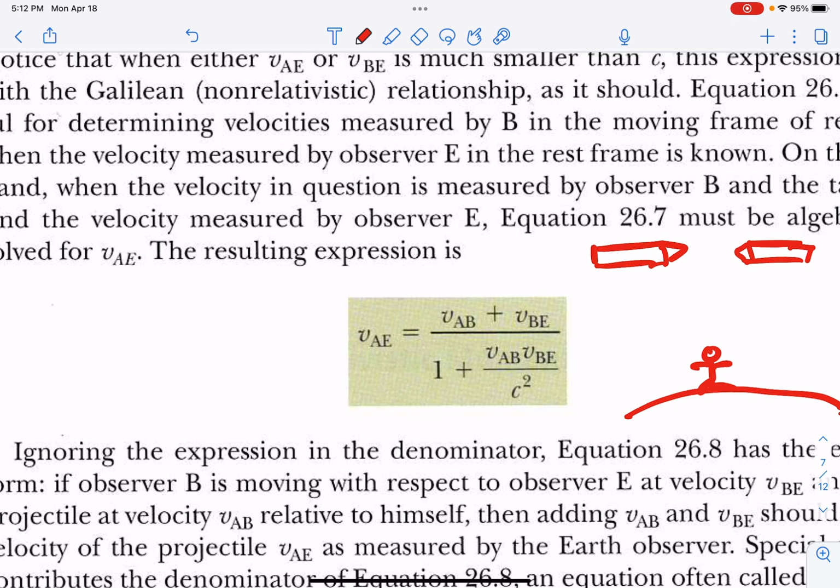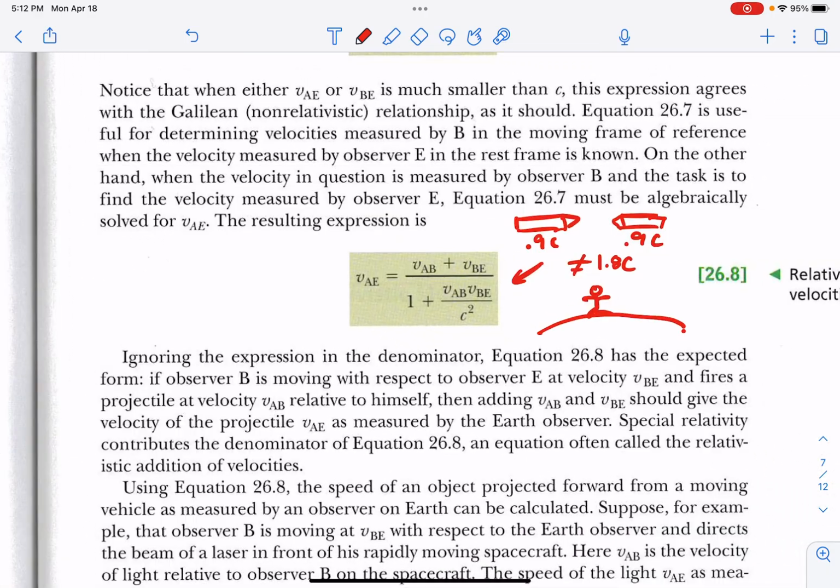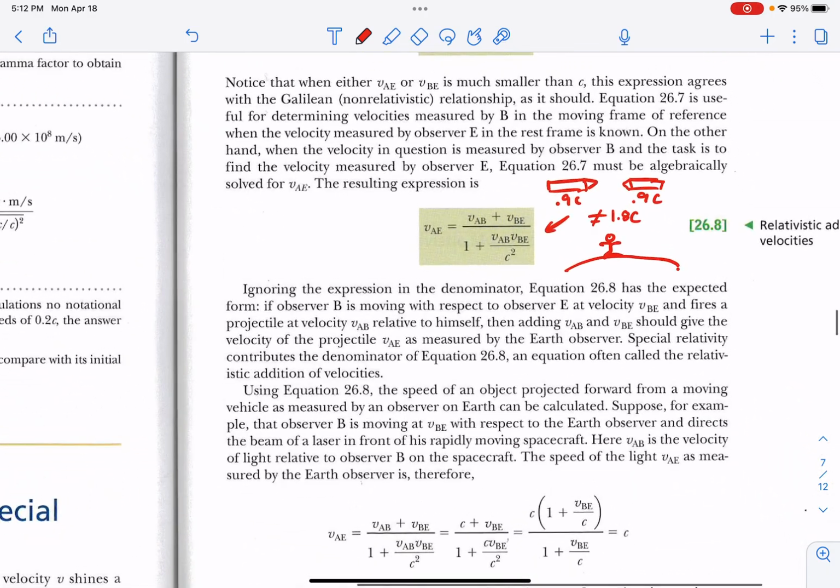You could ask at what speed are they approaching each other? If this is moving at 0.9 the speed of light and this is moving at 0.9 the speed of light, it would be incorrect to say that relative to each other they are moving at 1.8 times the speed of light. That would be false. And you'd have to plug those values into this equation to see the error of your thinking. We won't derive that equation.